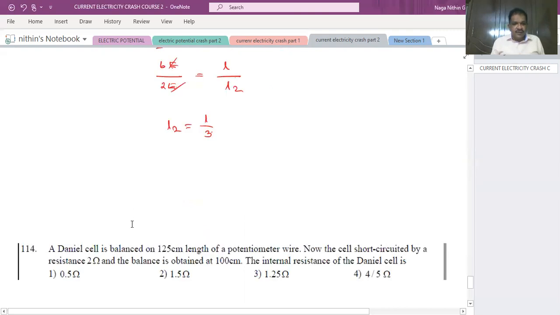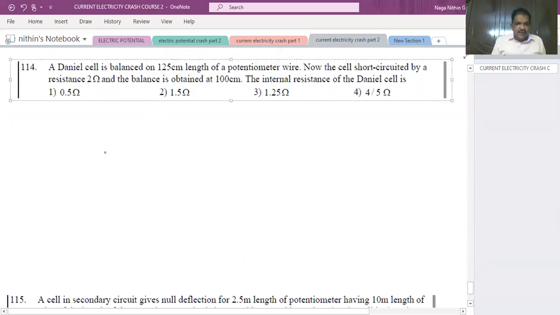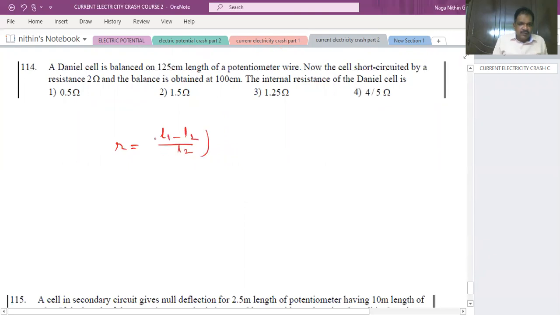104 that is. Next 114. Balancing length, internal resistance. r is equal to L1 minus L2 by L2 into R. 125 minus 100 by 100 into 2. So this value will be, if we calculate, 25 twos are 50, 50 by 100. This value 0.5 ohms.